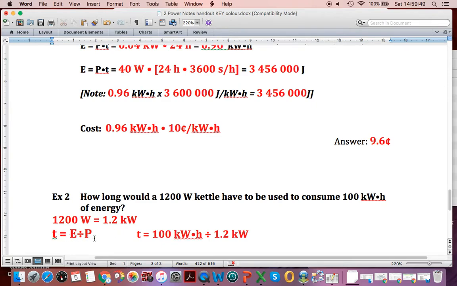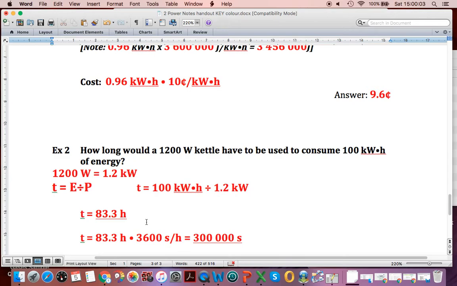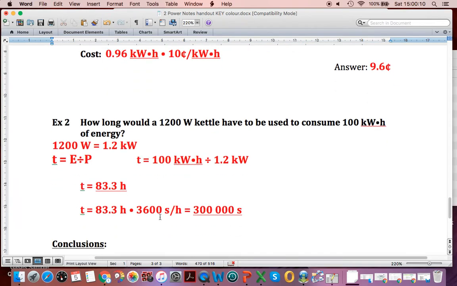Now we put in our formula, T equals E divided by P. We put in 100 kilowatt hours. We divide by the 1.2 kilowatts. The kilowatts and the kilowatt hours divide out, and our answer is left in hours. So it's 83.3 hours or 300,000 seconds if you're interested. But if you stopped at 83.3 hours, that would be fine.